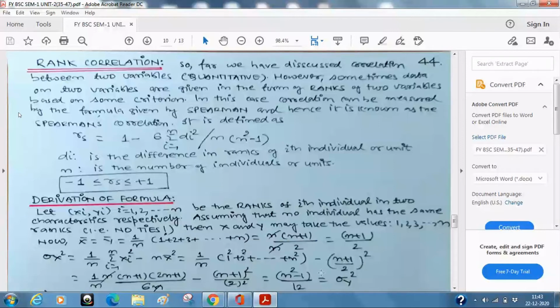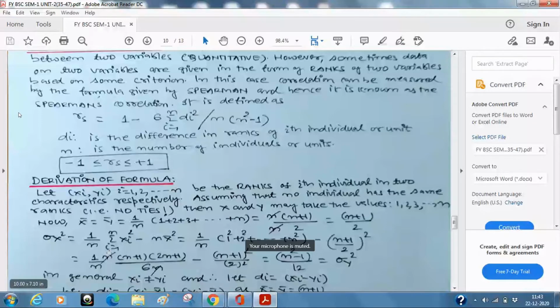नाउ एक स्टेप आपको करना पड़ेगा जो मैंने यहाँ नहीं दिखाया है. इसमें से सिर्फ n कट जाएगा. This will be n plus 1 into 2n plus 1 upon 6 minus n plus 1 upon 2 का square. ये छूट गया था, 2 स्क्वायर कर सकते हैं, कोई बात नहीं. इसको आप सिंप्लीफाई करेंगे तो आपको मिलेगा n square minus 1 by 12.